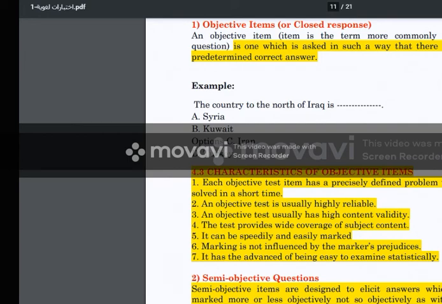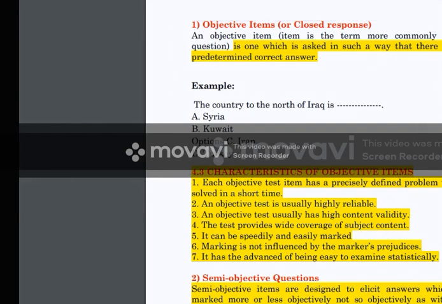So this is the nature of and what is meant by objective items. Now let us go to, not semi-objective, go to number 3, subjective or free response questions.